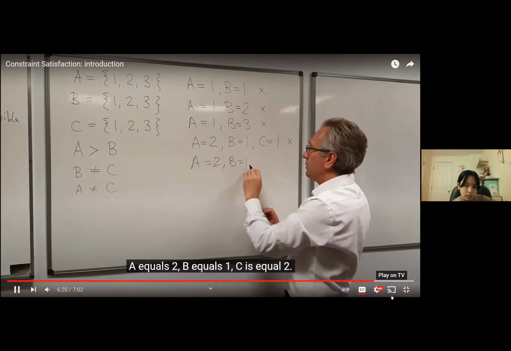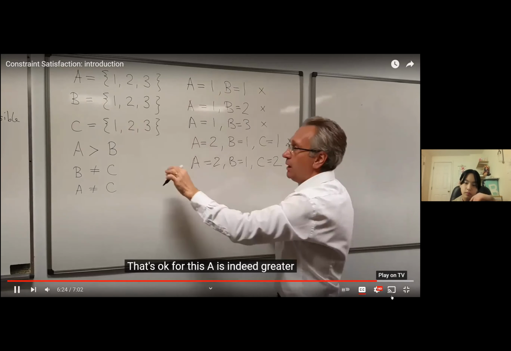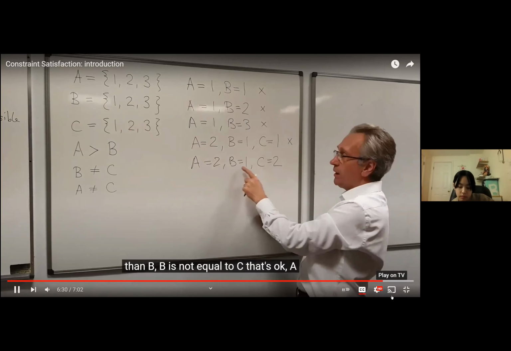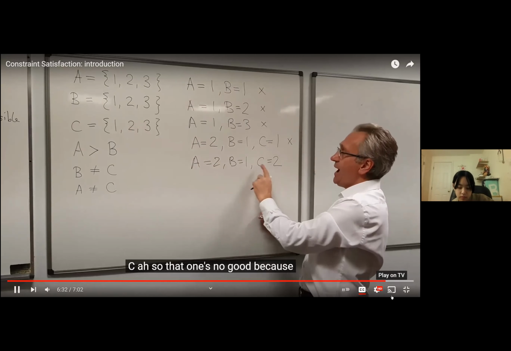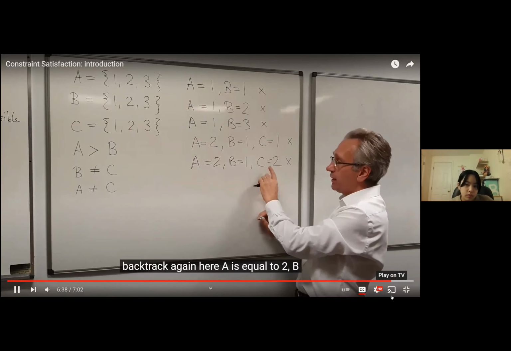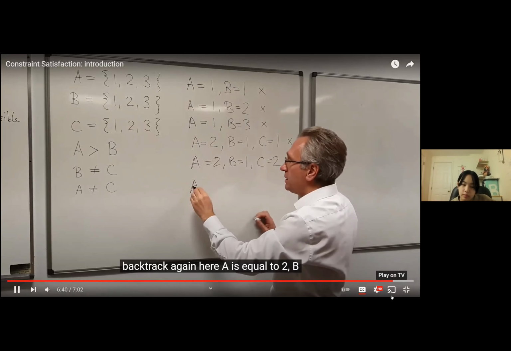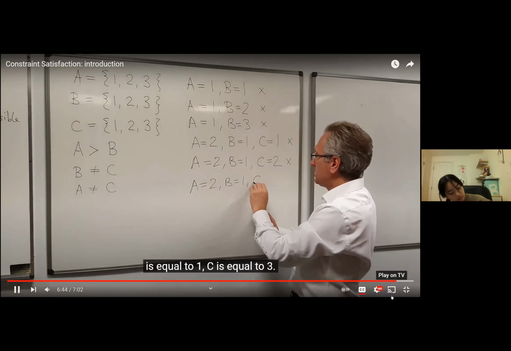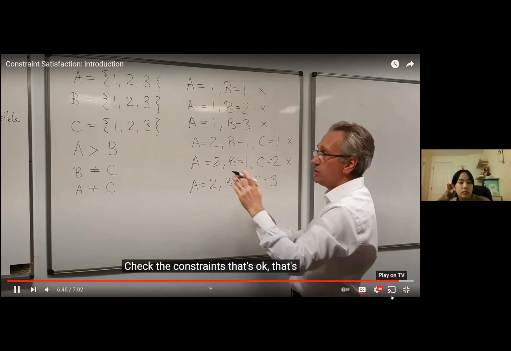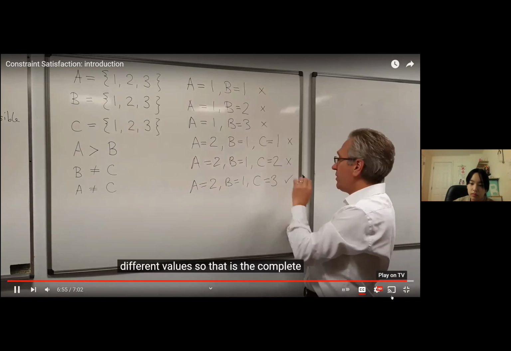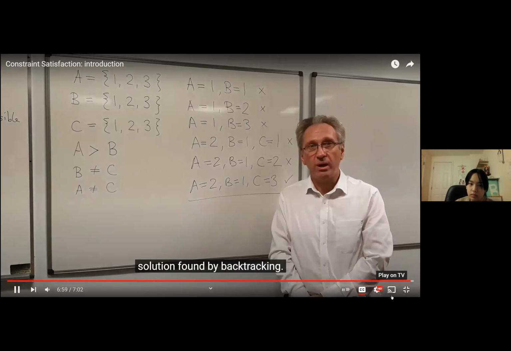A equals 2, B equals 1, C is equal to 2. That's okay for this. A is indeed greater than B. B is not equal to C. That's okay. A is not equal to C. Ah. So that one's no good because that constraint is broken. We now backtrack again here. A is equal to 2, B is equal to 1, C is equal to 3. Check the constraints, that's okay, that's okay. And now that's okay because A and C have different values. So that is the complete solution found by backtracking.